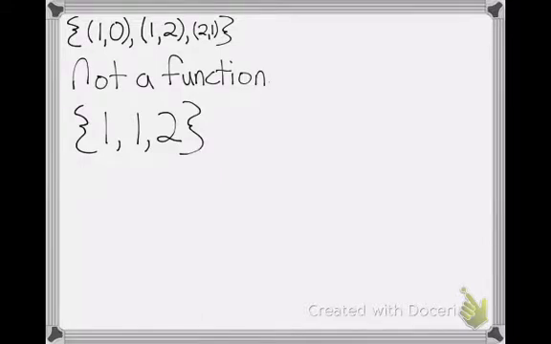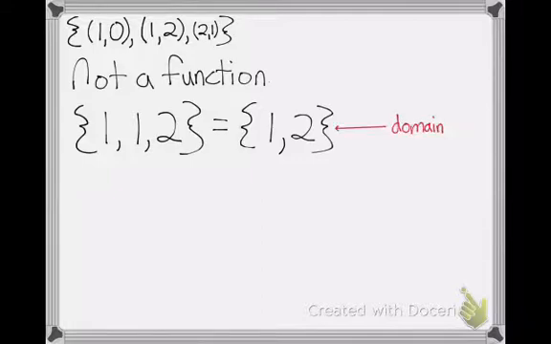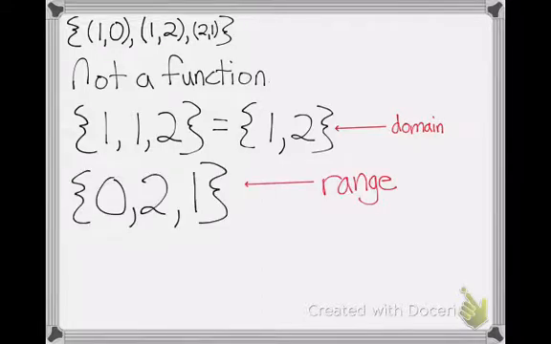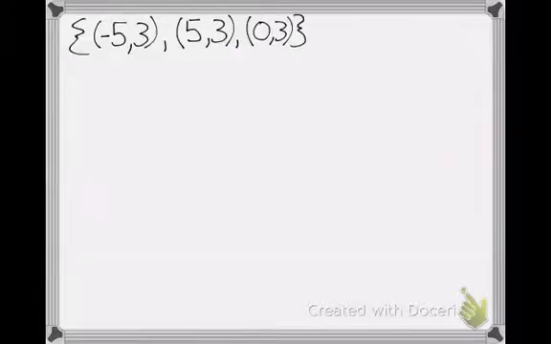Now you'll notice at this point that 1 shows up twice. Sets don't care about repetition and they don't care about order. So in order to write the domain of this set, it's just as well to write the set containing just 1 and 2. These sets are equal. In a similar way, the range is just the set of all y values. In this particular case, the range is the set containing the numbers 0, 2, and 1.